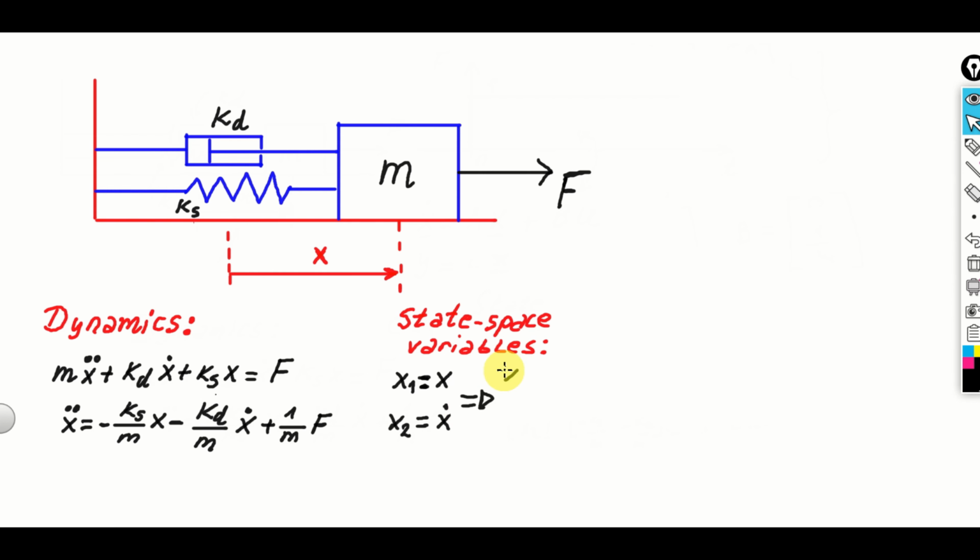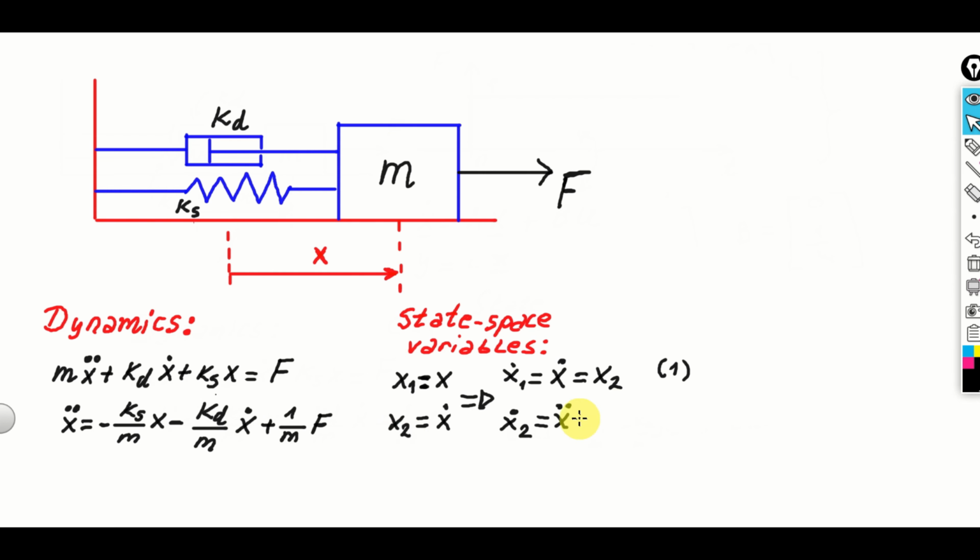From the first equation, we will obtain that x1 dot is actually equal to x dot, and from the second equation, we can see that x dot is equal to x2. And this is our first state equation. If we differentiate the second state equation, we will obtain that x2 dot is actually equal to x double dot. However, our dynamics tells us that x double dot is equal to the right-hand side given over here. Now, in this right-hand side, instead of x and x dot, we can write x1 and x2.